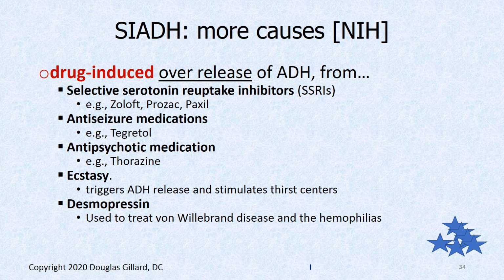How about some more causes? There are some drugs, again, the anti-seizure medications, the antipsychotics, recreational drug ecstasy, if people are hooked on that. That triggers the release of ADH. Desmopressin used to treat von Willebrand disease and hemophilias can also cause it. And here's the big one I save for last. The SSRIs are notorious for overstimulating the release of ADH. So Zoloft, Prozac, Paxil. Yeah, so those are other causes.